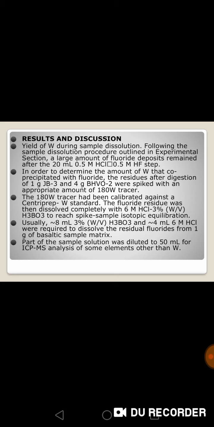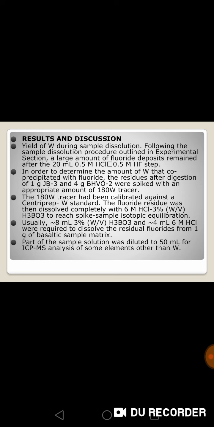And the first point is the yield of tungsten during the sample dissolution, and we are going to discuss here about yield. Following the sample dissolution procedure outlined in the experimental section, a large amount of fluoride deposition remained after the 20 ml, 0.5 molar HCl and 0.5 molar HF steps.